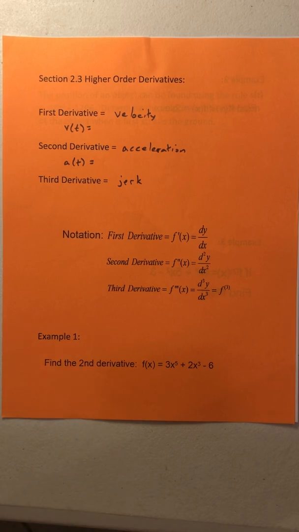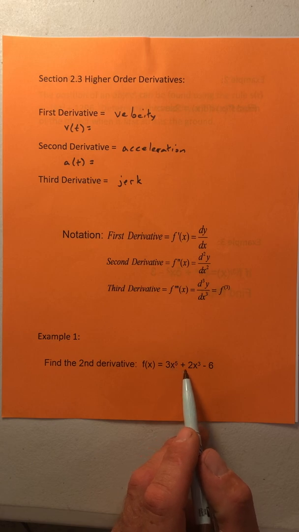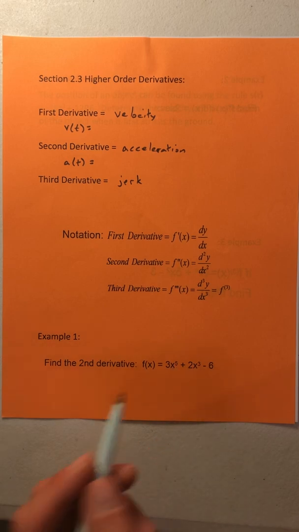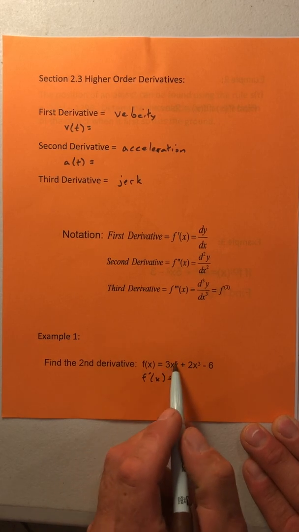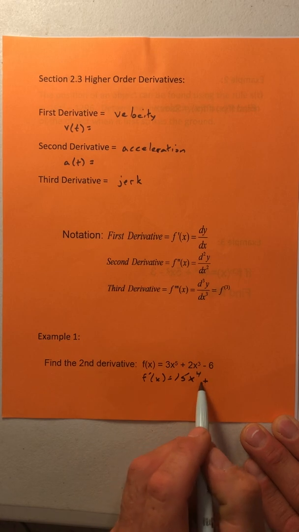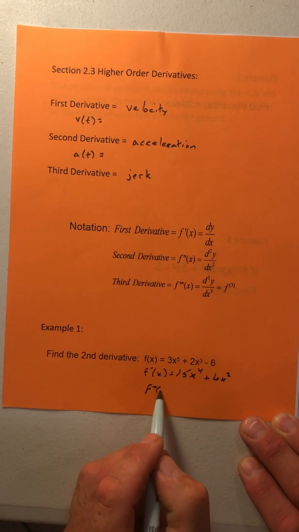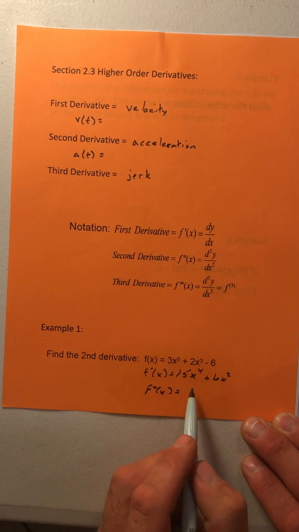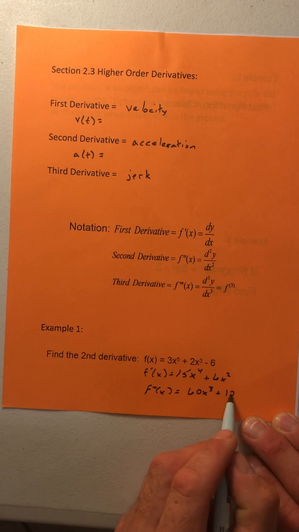So how do we go ahead and find the higher order derivatives? If we want to find the second derivative of f of x equals 3x to the fifth plus 2x to the third minus 6, the first thing we're going to do is find the first derivative. We have a nice power rule here, so we have 15x to the fourth plus 6x squared. And then our second derivative, f double prime of x, is going to give us 15 times 4 gives us 60x to the third plus 12x.